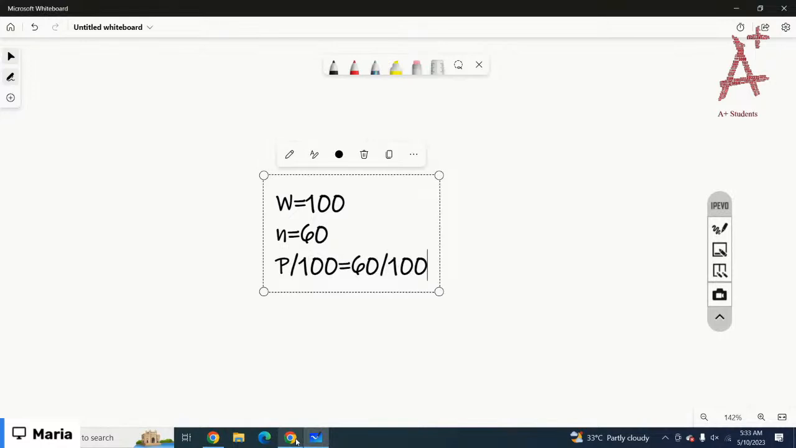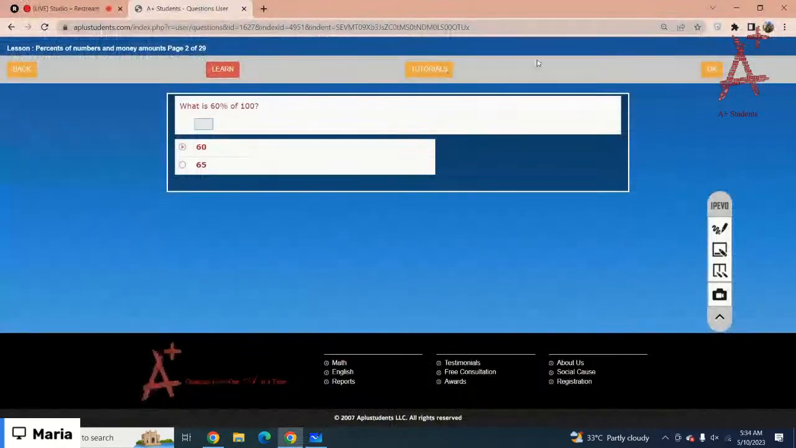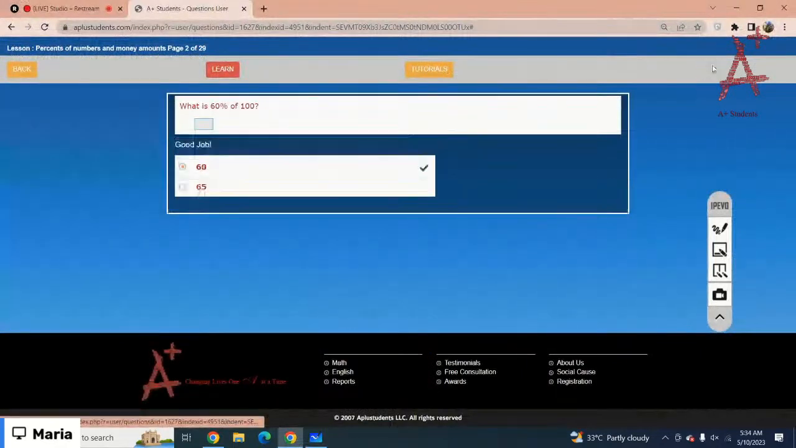So just solve it for P. P equals 60 times 100 divided by 100. You cross multiply the 100 to the other side. So 100 and 100 cancel out, and it would be 60. That means 60% of 100 is 60. Got it? You can think logically: 60% of 100 is 60.